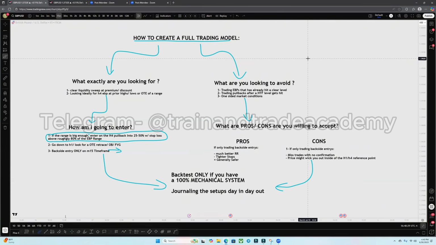Someone else might crush it every Monday. Someone might have a 100% win rate every single Monday. It doesn't matter, because me, I know from journaling my setups, from journaling my trading, that I don't perform well on Mondays.